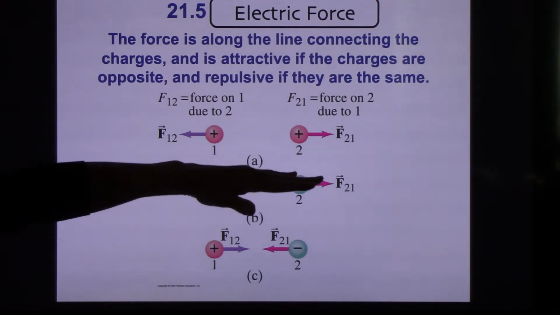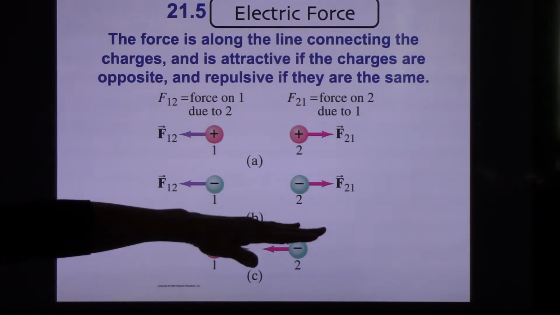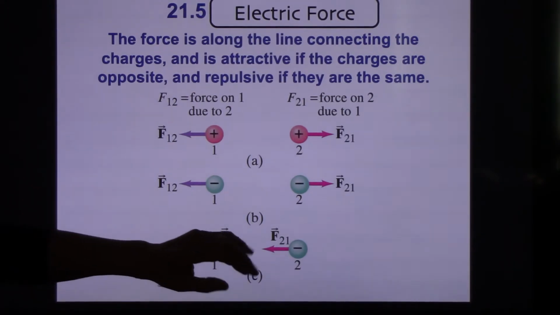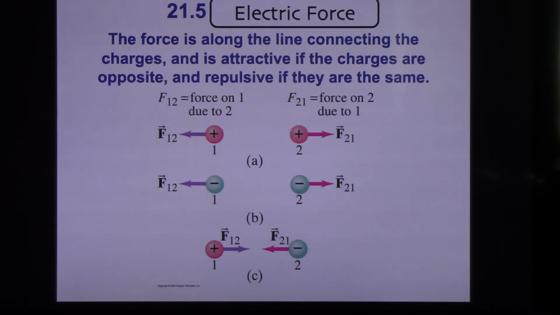If it's both positive, they repel. If they're both negative, they repel. If they are two opposite charges, they'll attract. Now, here's an extra complication that the textbook introduces, which I'm going to say you don't need to deal with.